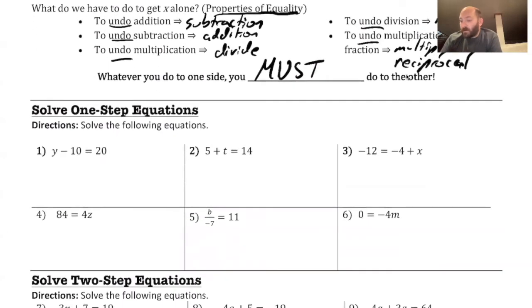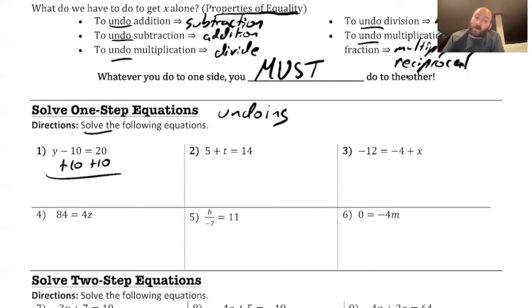So we look at these right here. These are all one-step versions. When I look at these, all we have to look for is what operation is happening to my variable. In number one, y is being subtracted by 10. So solving is undoing. If I'm subtracting by 10, I need to undo that with addition, and there it is, to both sides. That's that property of equality. As long as I do it to both sides, we're okay. We're still balancing this out. So y is equal to 30.